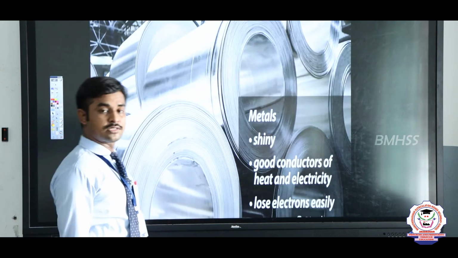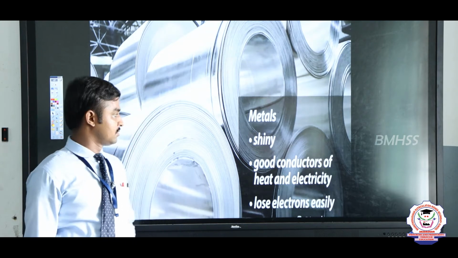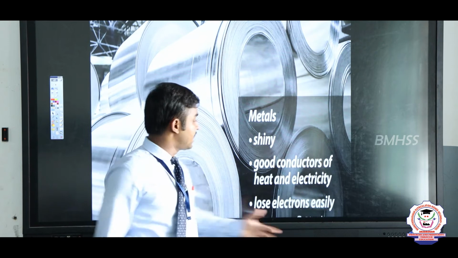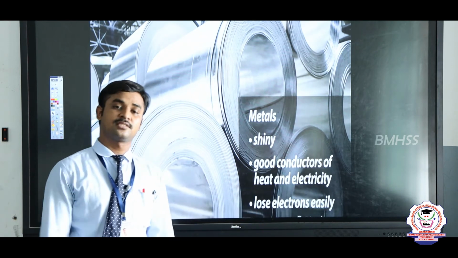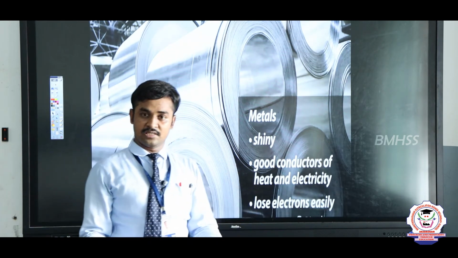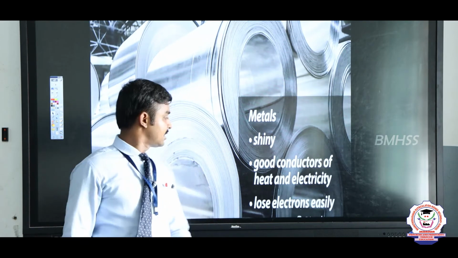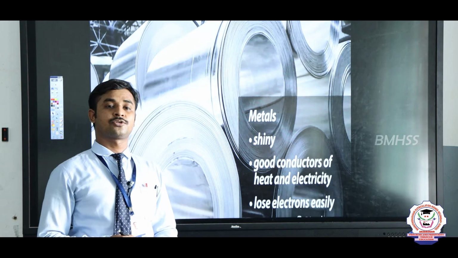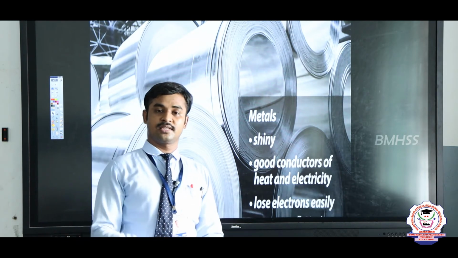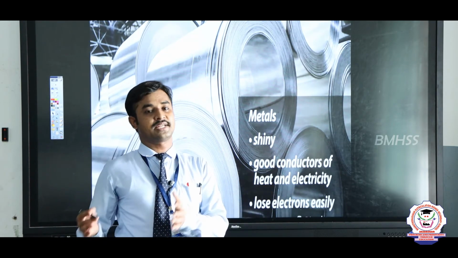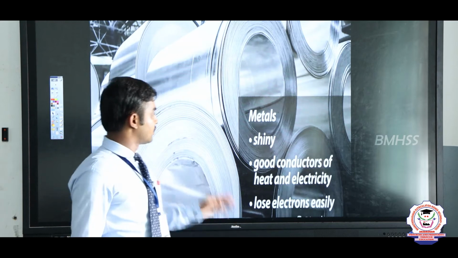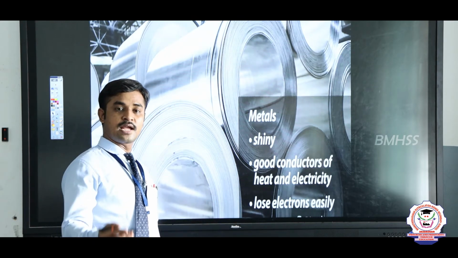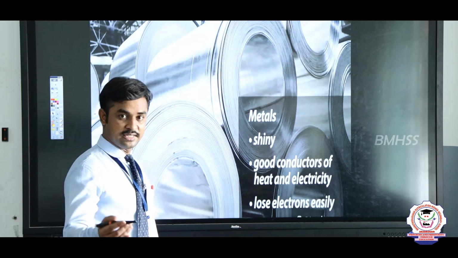P block elements also contain metals. What are the characteristics of metals? Metals are shiny, and they are good conductors of heat and electricity. They lose electrons easily. Metals are highly electropositive, so they can donate electrons to attain a positive cationic charge. So the P block contains some metals like aluminum, gallium, indium and thallium.